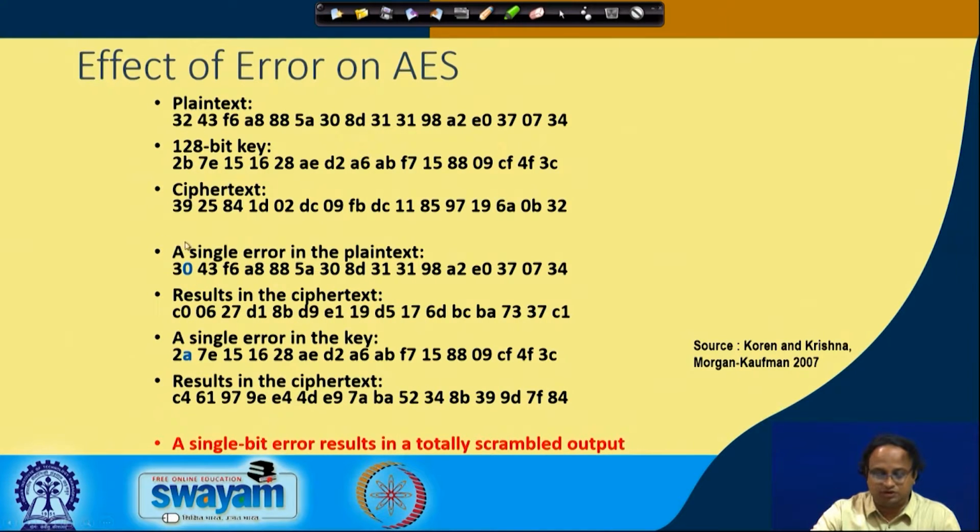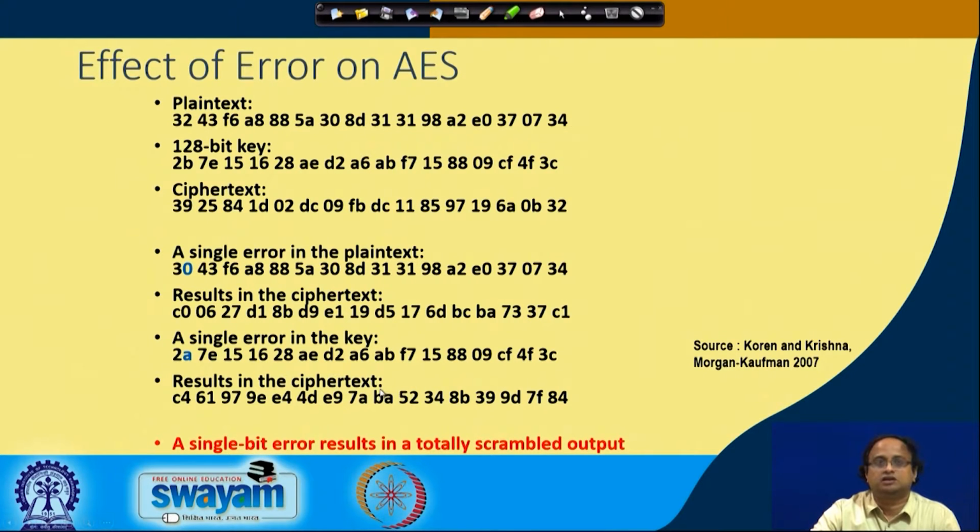You can see this ciphertext and this ciphertext have almost no correlation. It's completely random. Likewise, if there is a single bit error in the key, that also leads to a random ciphertext, and therefore it shows that it leads to a completely scrambled output. So AES is a wonderful candidate for a pseudo random function.